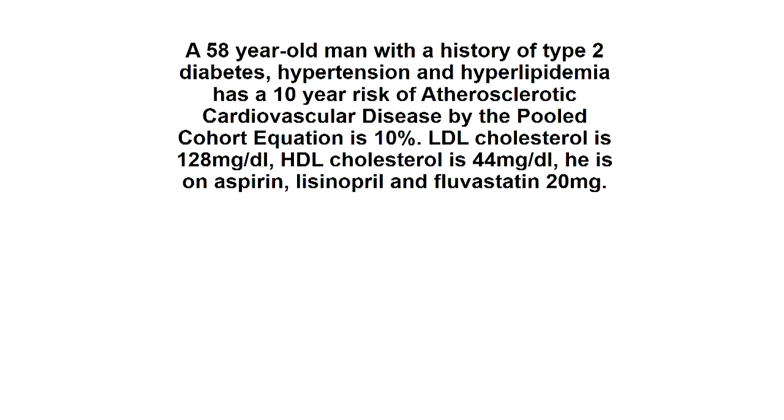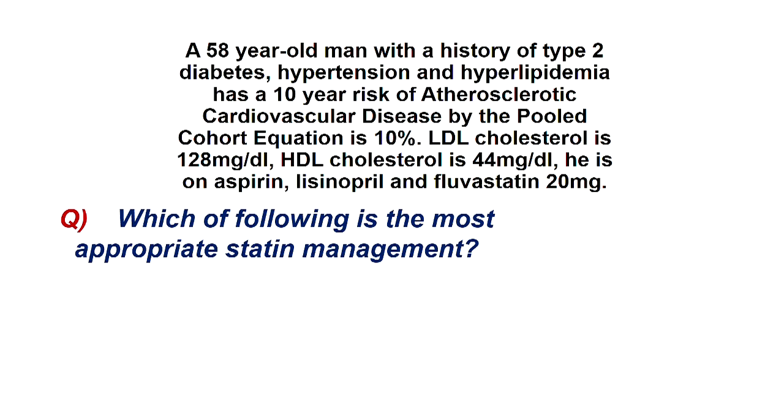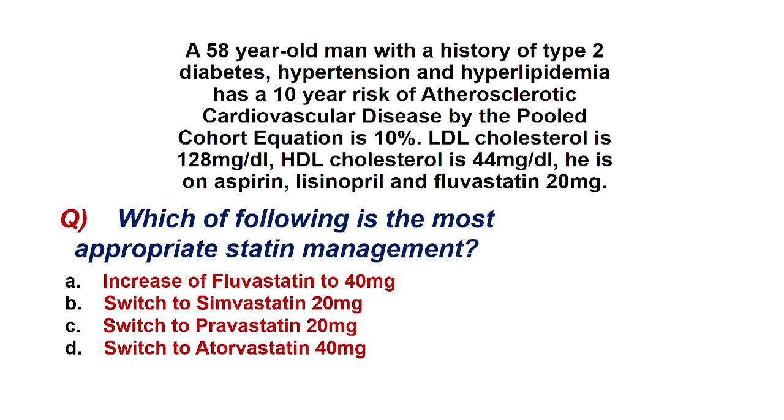A 58-year-old man with a history of type 2 diabetes, hypertension, and hyperlipidemia has a 10-year risk of atherosclerotic cardiovascular disease by the pooled cohort equation of 10%. LDL cholesterol is 128, HDL 44, he's on aspirin, lisinopril, and fluvastatin. Which of the following is the most appropriate statin management?